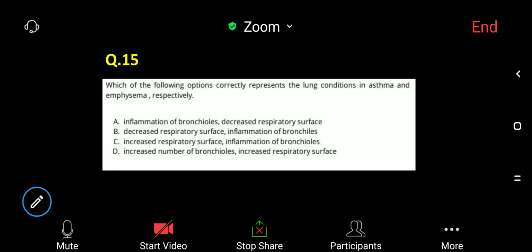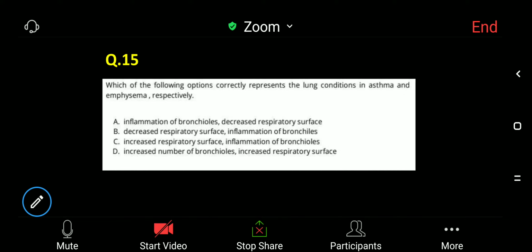Let us move on to the last question: which of the following options correctly represents the lung condition in asthma and emphysema respectively? What is asthma? What is emphysema? In this video, it is not possible for us to go for a detailed explanation. But around the world, there are 3 million people that suffer from asthma, and around 250,000 people die each year from asthma. You have a respiratory problem. Definitely asthma and emphysema are respiratory lung diseases.